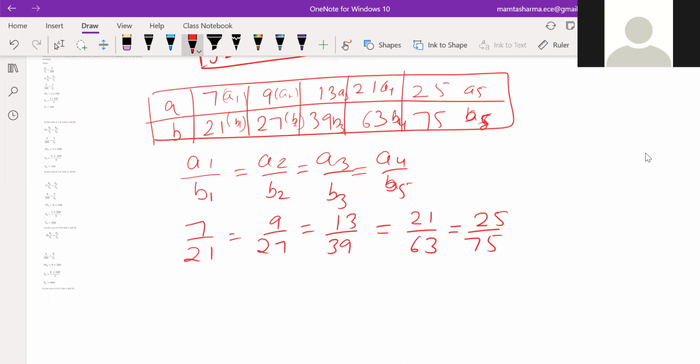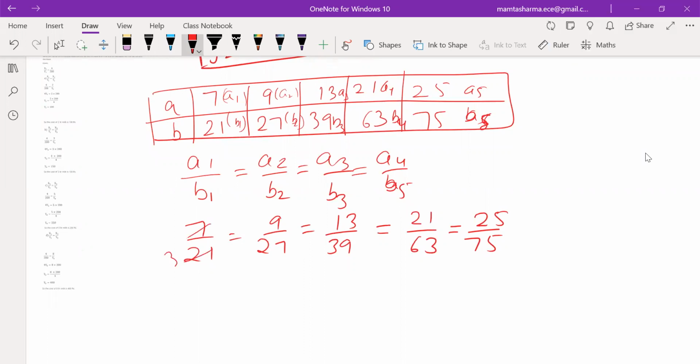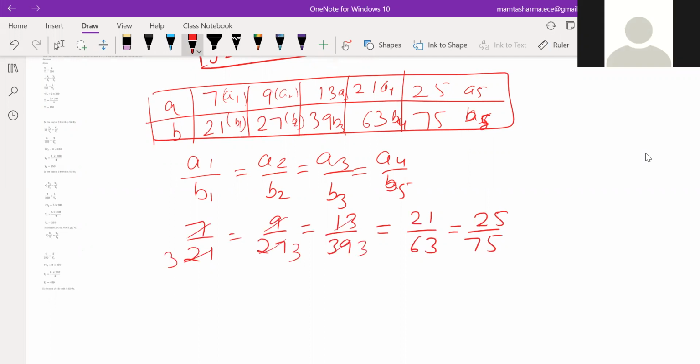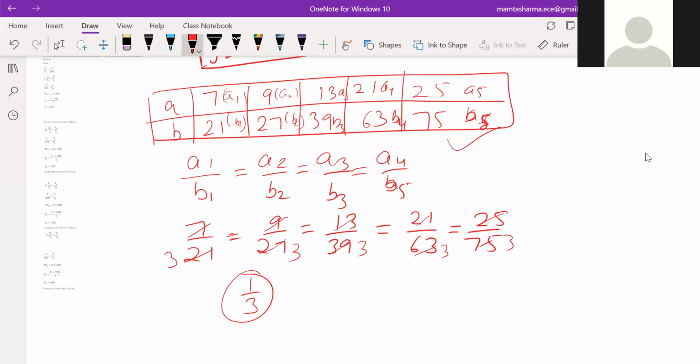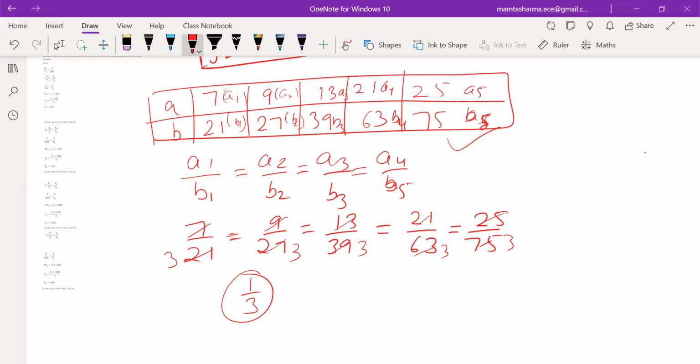7 threes are 21, 9 threes are 27, 13 threes are 39, 21 threes are 63, 25 threes are 75. So all the ratios are equal. They are equal to 1 by 3. It means they are in direct proportion. Clear? Yes, ma'am. Clear. Now, where is the confusion?